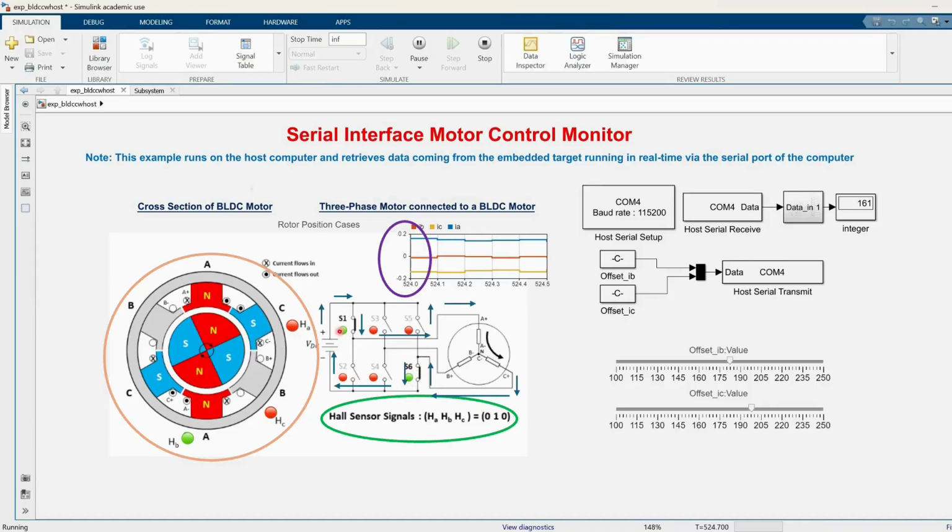In this case, switch 1 and switch 6 must be on, and the other switches must be off. Since the current flows through phase A and phase C, in phase B there is no current flowing. So for this part, IB is 0 ampere, while the current flows into phase A. So in phase A, IA in the blue line is 0.2 ampere, and the current flows in the opposite direction in C. So IC in orange will be negative 0.2 ampere.